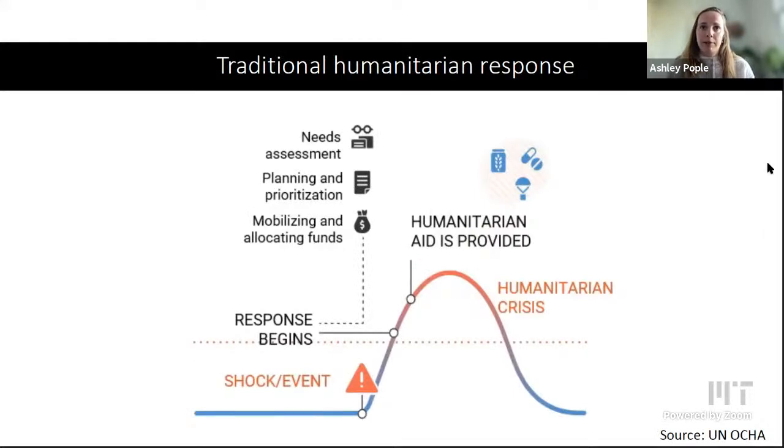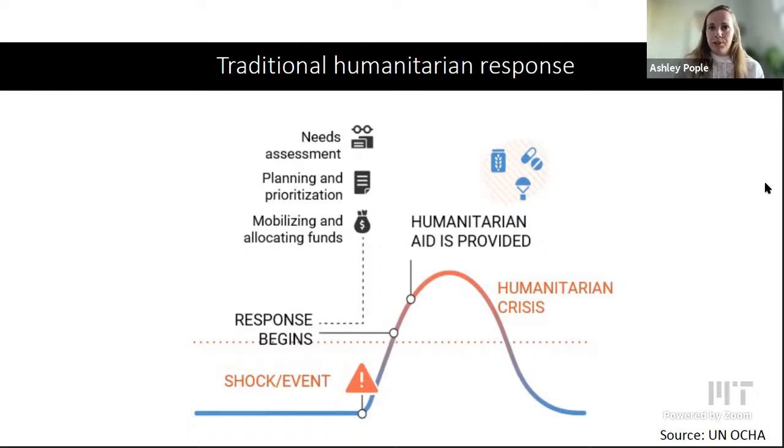So what is this policy innovation? As I mentioned before, in the humanitarian sector, the traditional response is the following. There's usually a shock or event that happens. And this kind of graph can showcase humanitarian needs: as the need builds, the response begins. Typically there's a needs assessment, which then mobilizes fundraising and an action plan. And then after a lot of delay, there's finally an intervention, which then dissipates the need over time. But by this stage, it's already quite late.